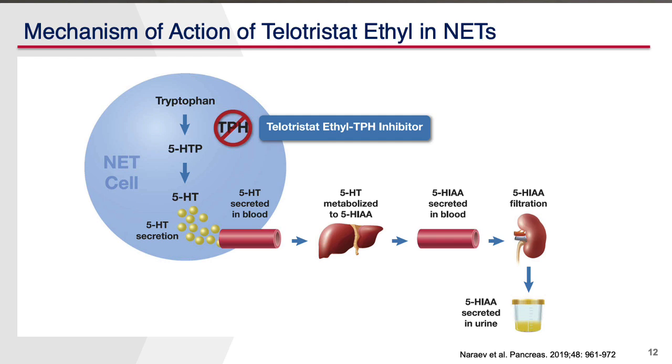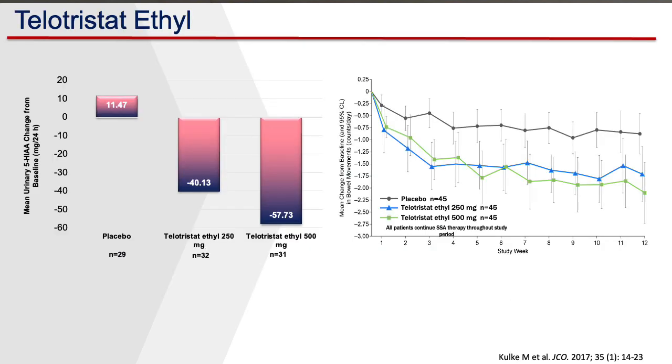Now, the medication telotristat blocks this enzyme, the enzyme that converts tryptophan to serotonin. So you may understand that by blocking this, there should be less. And that's the reason why the FDA approved telotristat, because it was proven with this medication that it lowered the amount of 5-HIAA, and by doing that, it also decreased the number of bowel movements. So telotristat is a medication that is approved for carcinoid syndrome diarrhea.